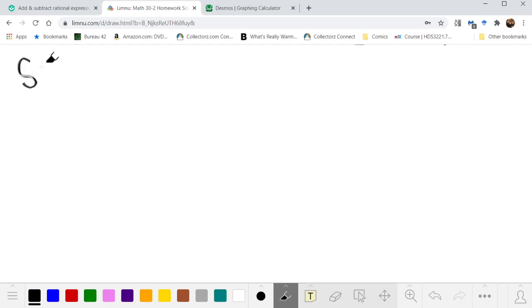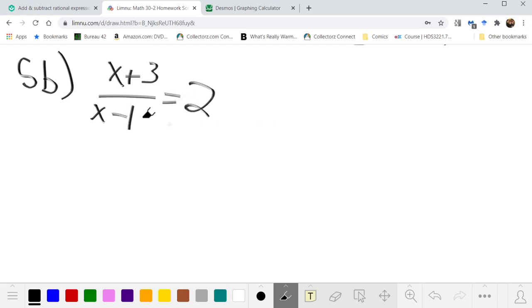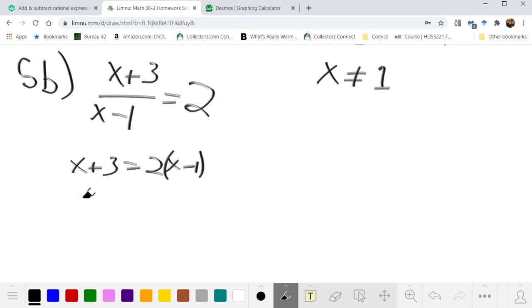So 5b, remembering this time that this textbook arranges things below, not beside, we have x plus 3 over x minus 1 equals 2. So we have the same rational expression, but a different value. So again, x cannot be 1. If we multiply both sides by x minus 1, we have x plus 3 is 2x minus 2.